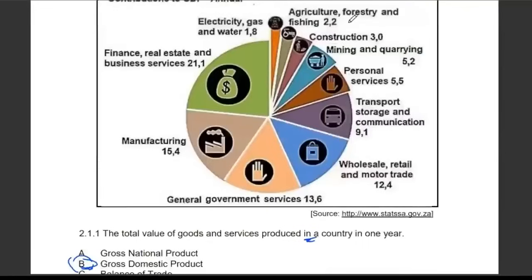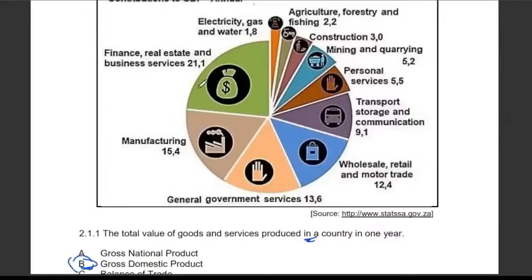Right. This is primary, agriculture and forestry. This is secondary, construction. Mining is primary. Personal services, it's tertiary. It's 5.5. Transport and storage is also tertiary. It's 9.1. Wholesale and retail is also tertiary. It's 12.4. Government services can be a part of tertiary also. Yes, 13.6. Manufacturing is secondary.